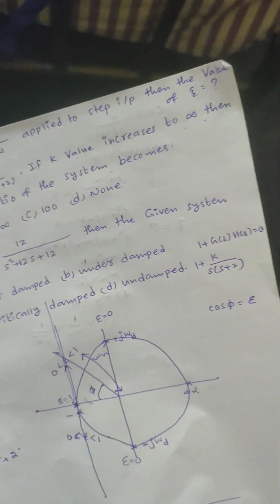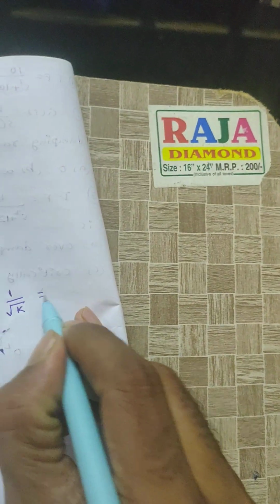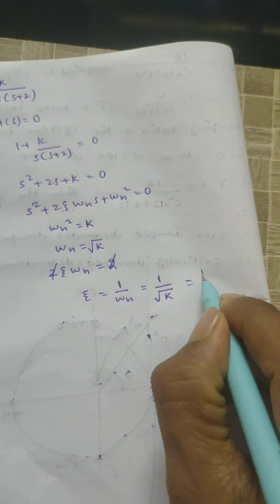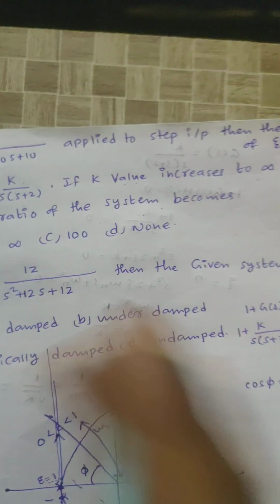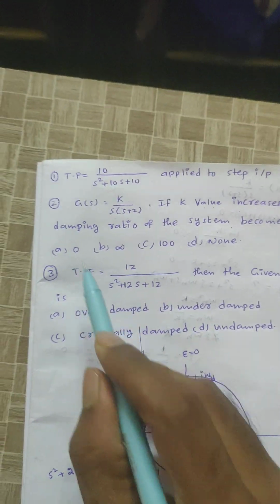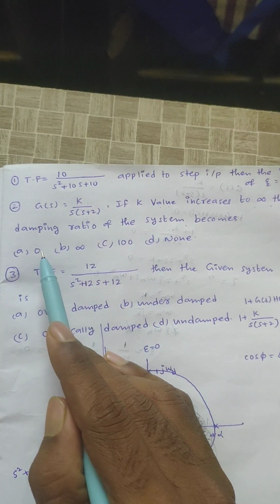What is given? The value of k increases to infinite. That means here k value is infinite, right? Substitute that value here, 1 by root infinite, 1 by infinite value will be 0 is the answer. Okay, now see here, what is the first option? 0. Then the first option is correct.